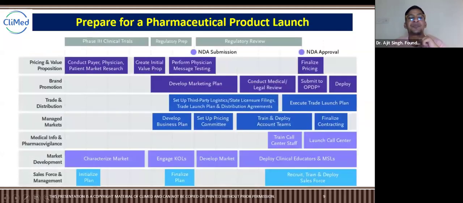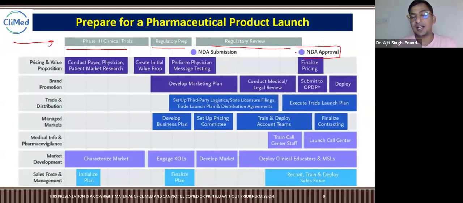Okay, so look at this. Prepare for a pharmaceutical product launch. These are the timelines, guys. First is phase 3 clinical trials, then regulatory preparations, then regulatory review, and then NDA approval. We have to think of all the things within these timelines, because after NDA approval, we have to put everything in the market.